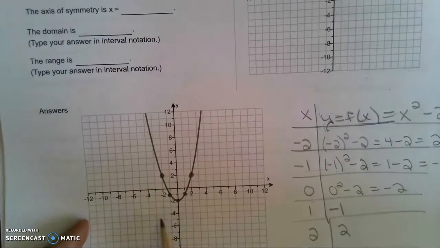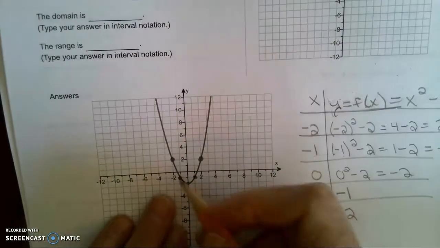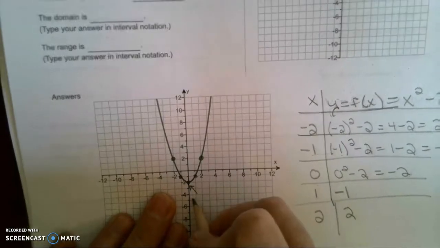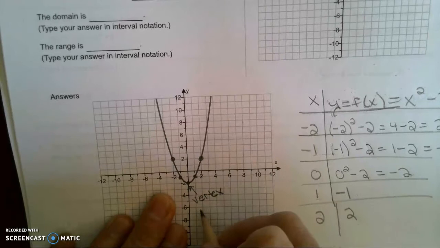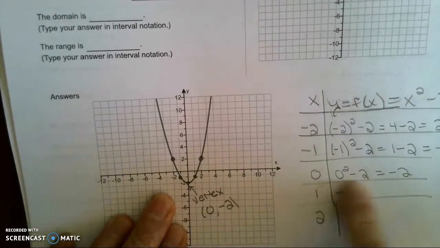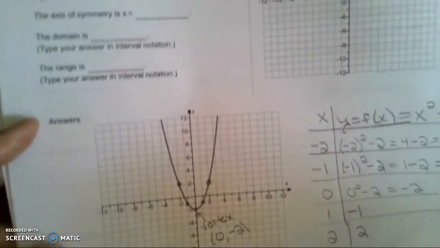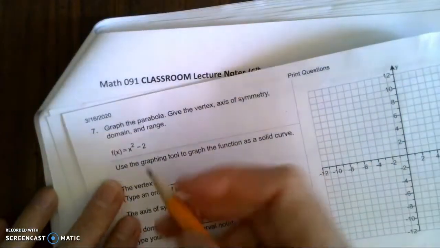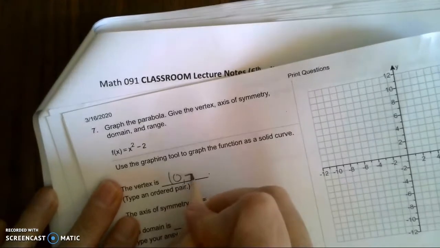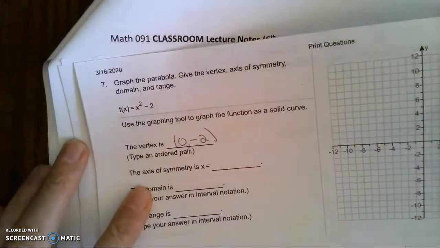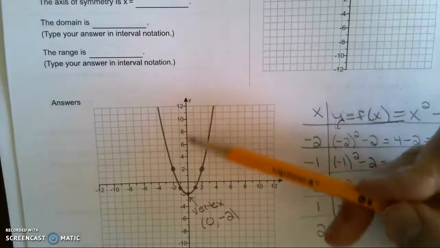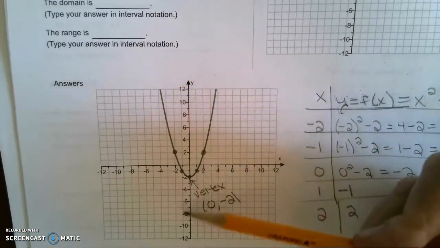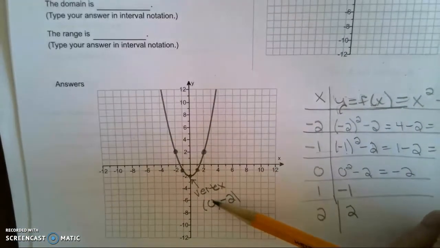The first thing they're going to ask is, what is the vertex? This right here is my vertex, and the coordinates of the vertex are (0, -2). It's actually this point right here, so that'd be the first step. The next thing they ask is the axis of symmetry. So again, that's a vertical line that goes through the vertex, so it's going to be x equals 0.